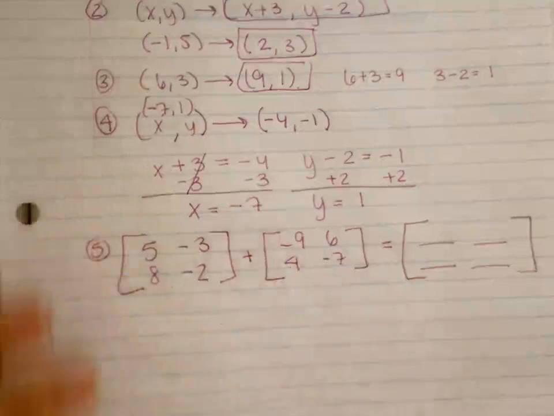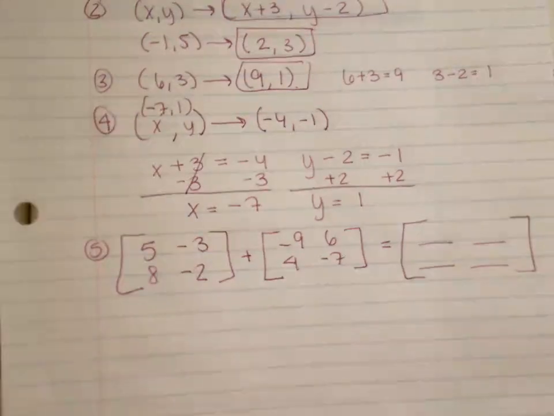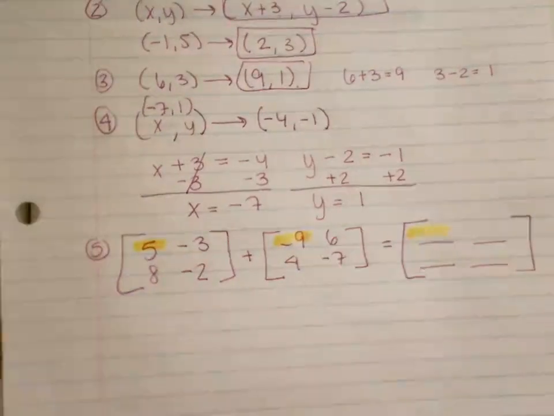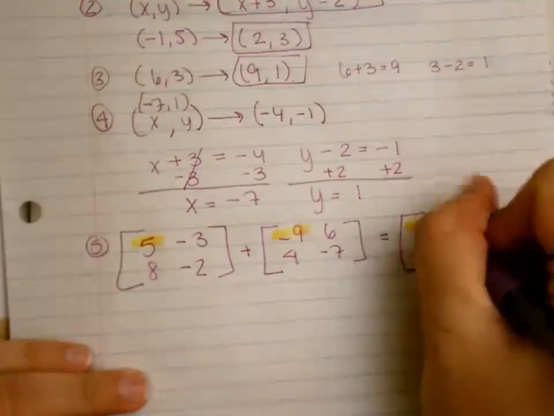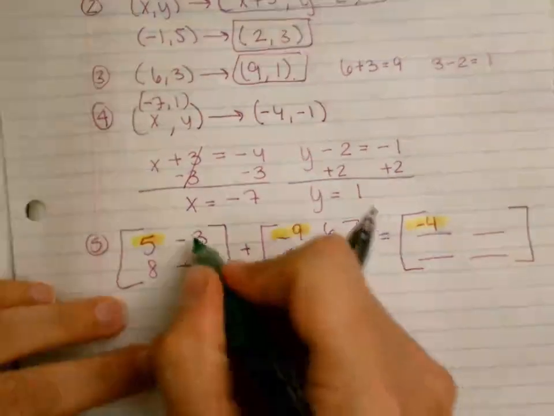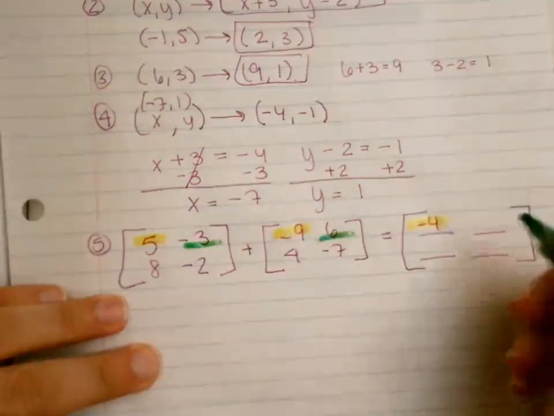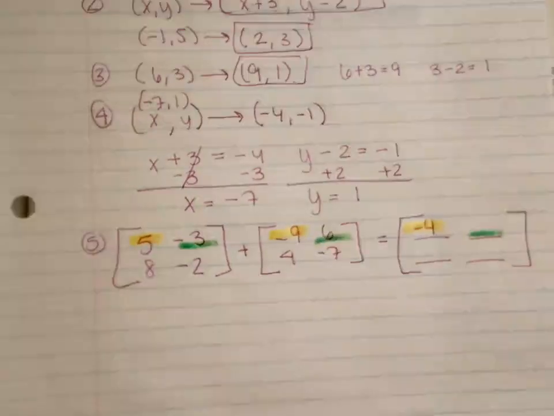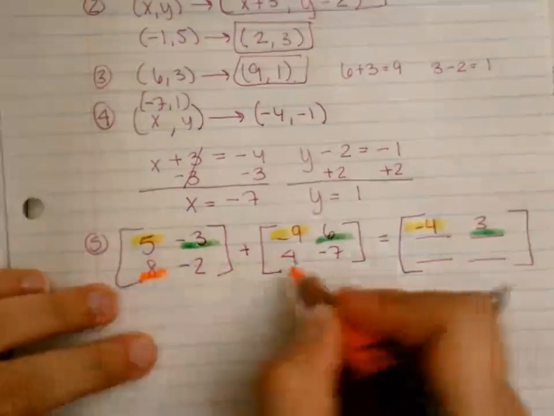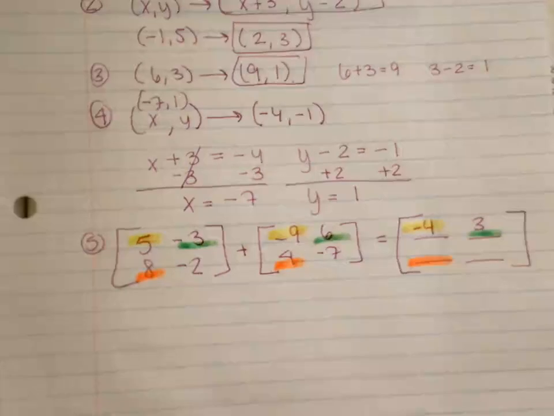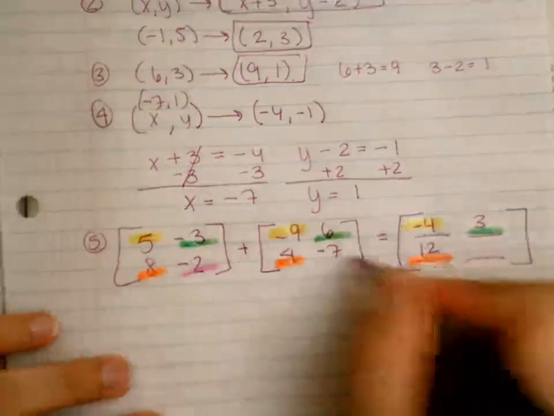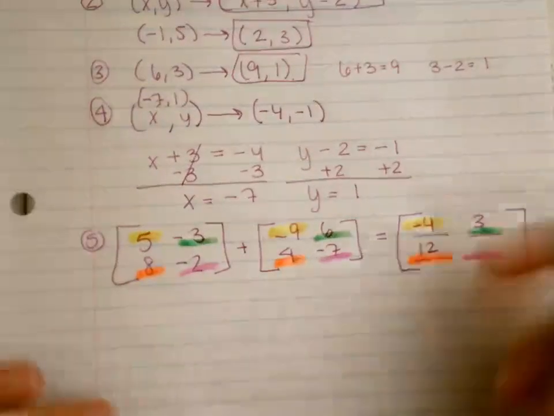So what we're going to do is add them in the corresponding positions. So we have 5 plus negative 9 is going to be negative 4. And then we have negative 3 plus 6 is going to give us 3. And we have 8 plus 4 is going to give us 12. And negative 2 plus negative 7 is negative 9.